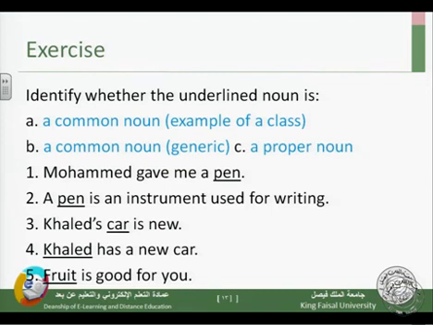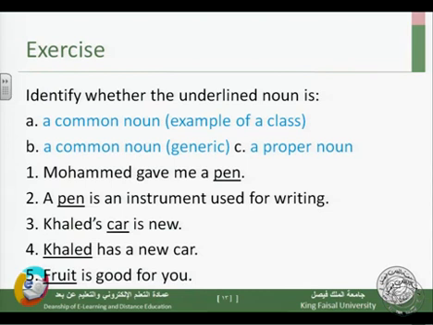Number 3, Khalid's car is new. Car refers to a specific example of a class. So we're not talking about all cars, we're talking about a specific car. So for Khalid's car, the answer here is A, a common noun, and it is an example of a class.